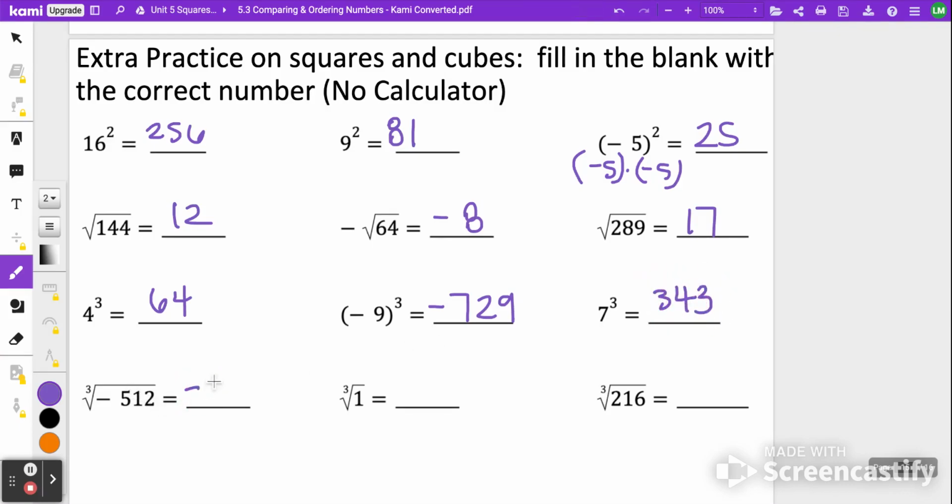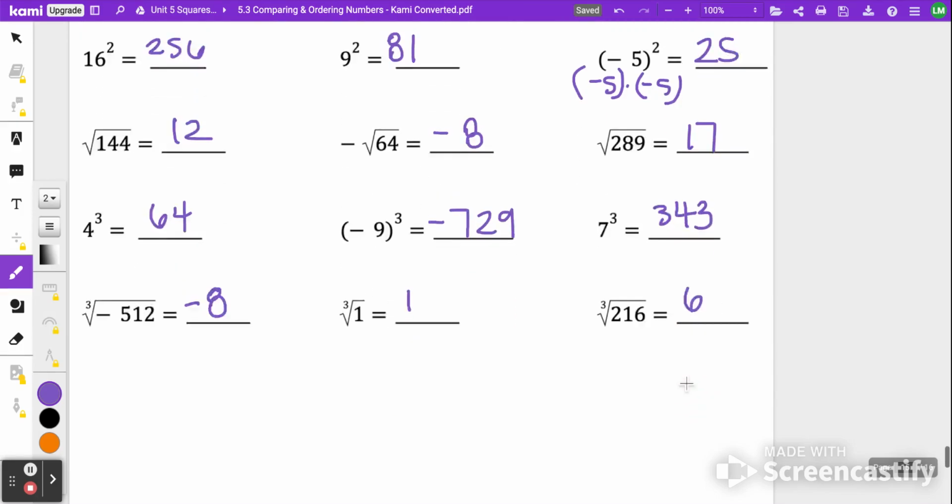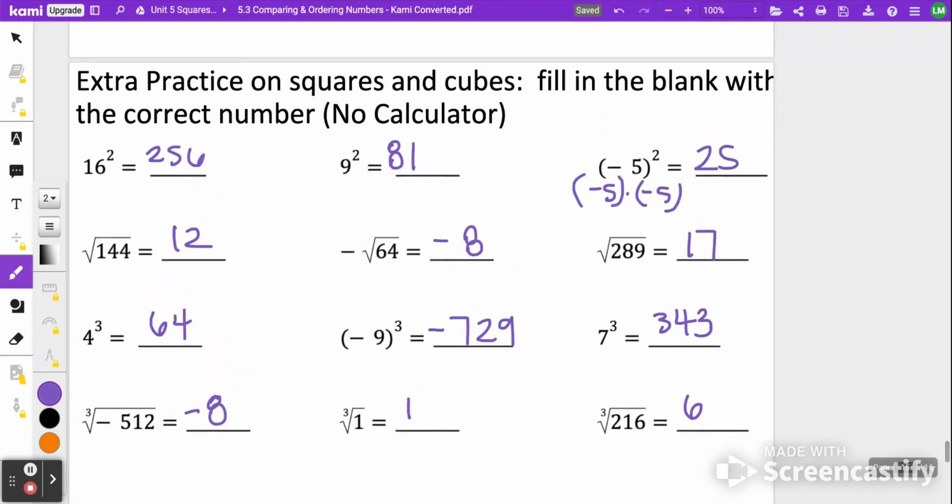Negative 512 cube root is negative 8. That would be 64 times 8. Cube root of 1 is 1. And then the cube root of 216 is 6. Okay, just a little practice in there for you at the very end.